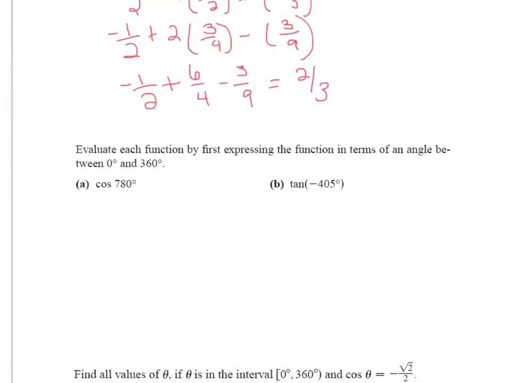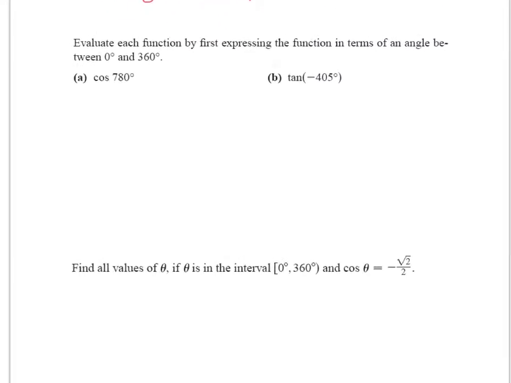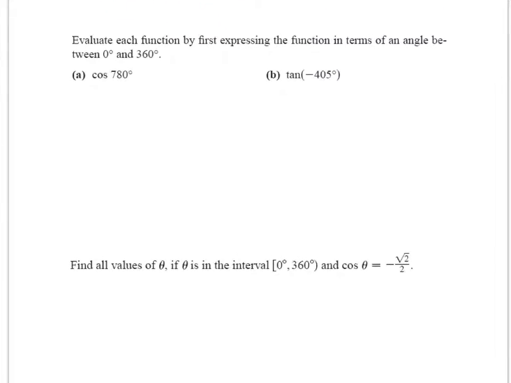Now, this one is wanting us to evaluate each expression by first expressing the function in terms of an angle between 0 and 360. That's great. That means that it wants us to go in and find it between 0 and 360, so we're looking for really just one rotation, or we're looking for coterminal angles is the way I think about it. If it's greater than 360, we're looking for coterminal angles.